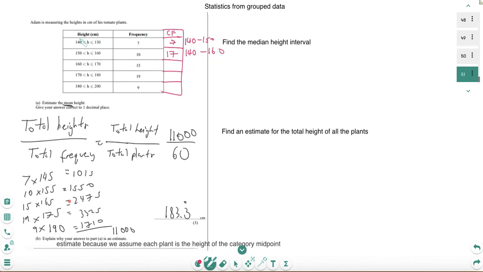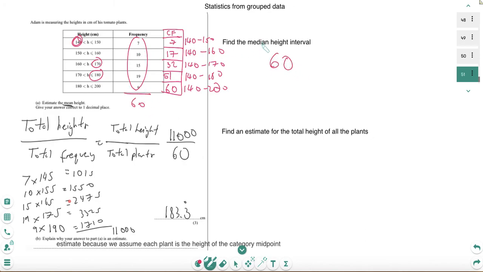The next column is from 140 to 170. So we're going to add up all 3 columns, so 17, 32. The next column is from 140 to 180. So we're going to add all of these up, so 51. And the final column is from 140 to 200. So that's going to be all of these, which is 60. All right. Now we know the total frequency is 60, if you add up all these numbers.